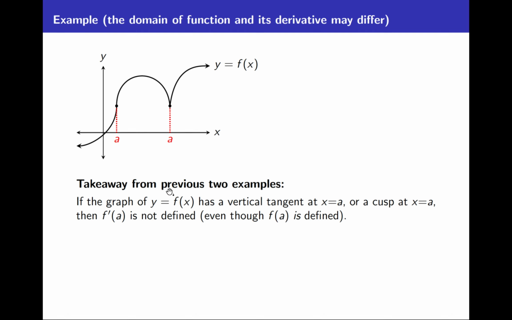I'll list a takeaway from the previous two examples. If the graph of y equals f of x has a vertical tangent at x equals a, like right here, or a cusp or corner at x equals a, like right here, then f prime of a is not defined, even though f of a is defined. So keep this picture in mind. This is a topic that I'm summarizing here with this takeaway that's coming from these previous two examples.